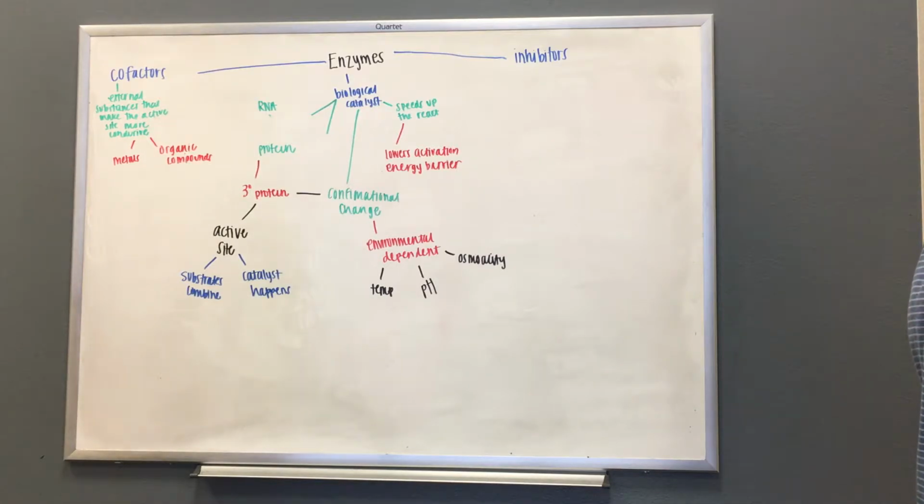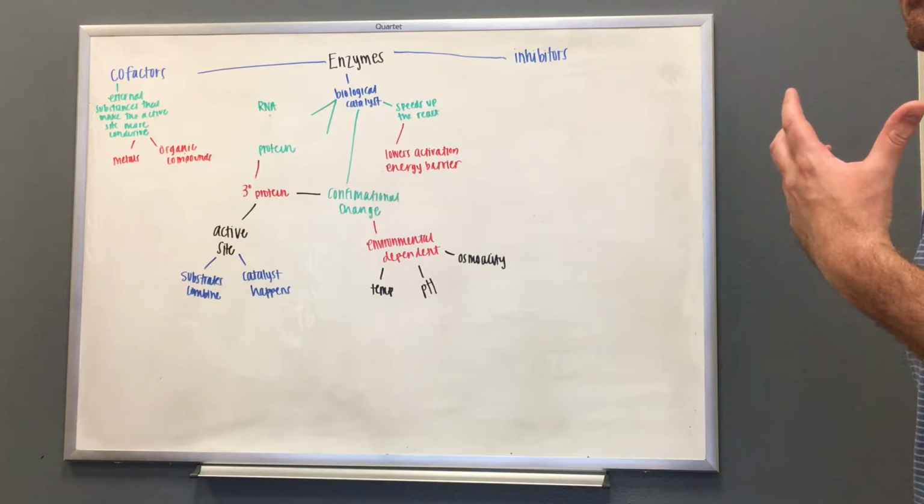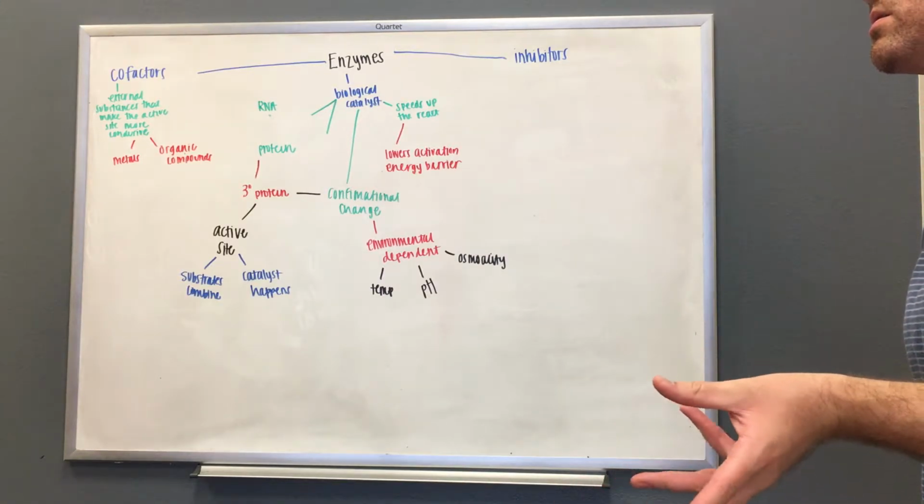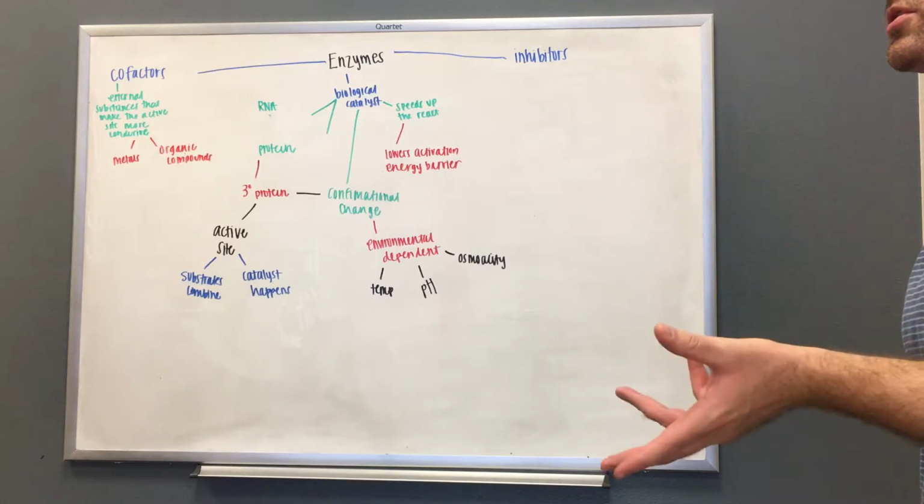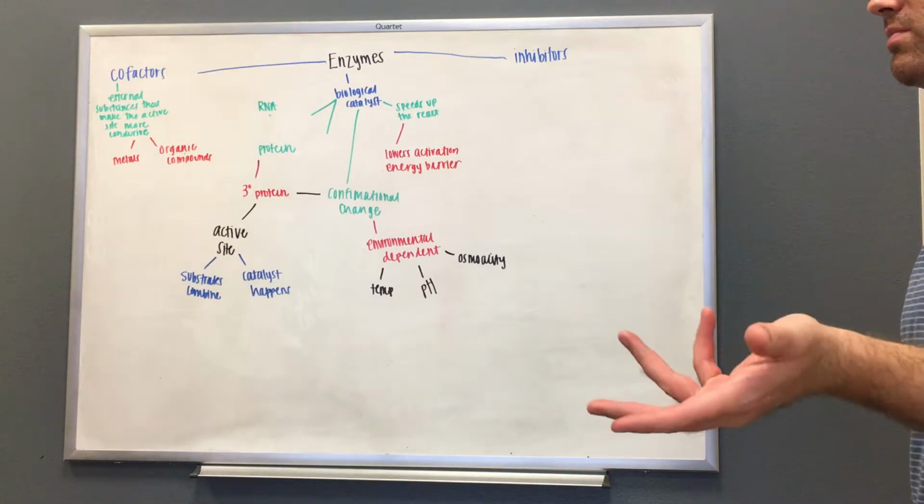Scurvy, do you know what that is? Pirate disease. Rickets, also pirate disease. All the good pirate diseases. Anemia. Anyways, these are what you would usually see on the back of a multivitamin or multi-mineral supplement.